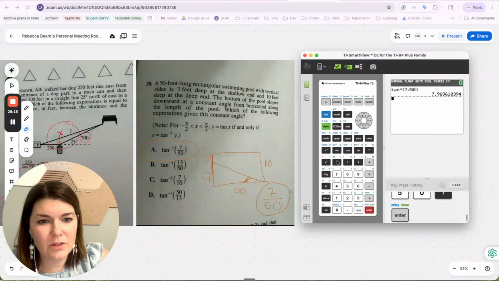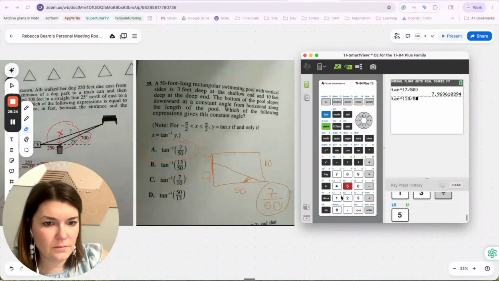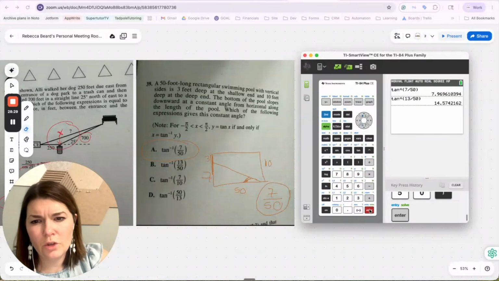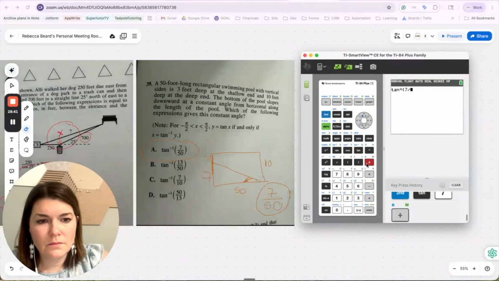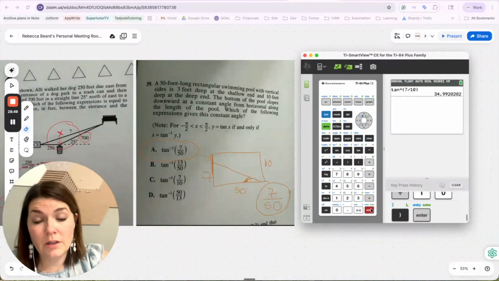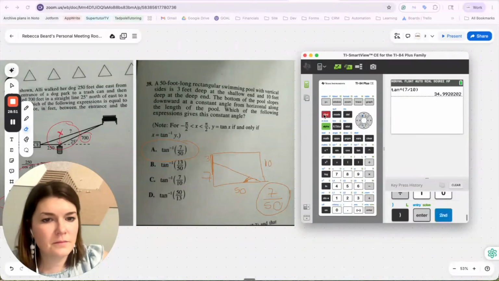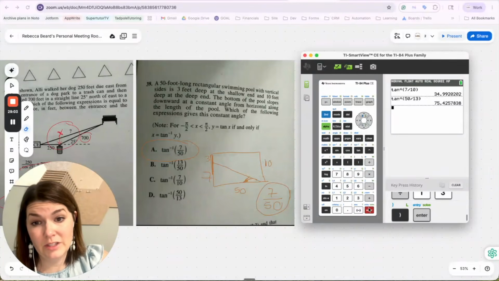But let's plug in a couple of these others for funsies. If we go 13 divided by 50, that's going to be 14 degrees. And then the other ones, let's see. Now I'm just kind of curious. And that's going to be 34 degrees. And then D is going to be our weird one. This could be 75 degrees. That's an intense slope.